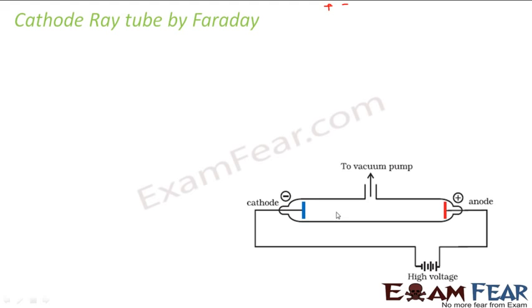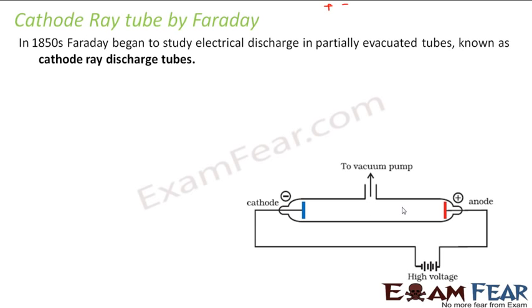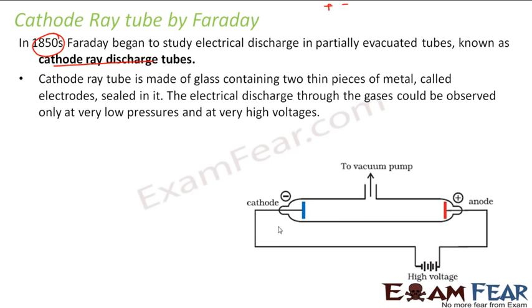It has two metals here. One is the cathode, one is the anode, and they connect to a high voltage and decrease the pressure here. In the 1850s, Faraday began to study the electrical discharge of the tubes, and this tube is called a cathode ray discharge tube. It looks exactly like this, and this is glass. There are two metals, called electrodes, and they're all sealed in this.